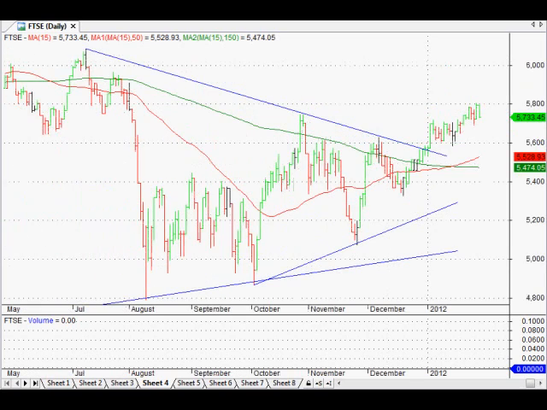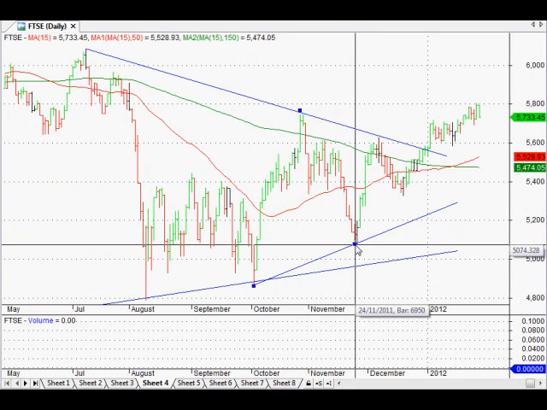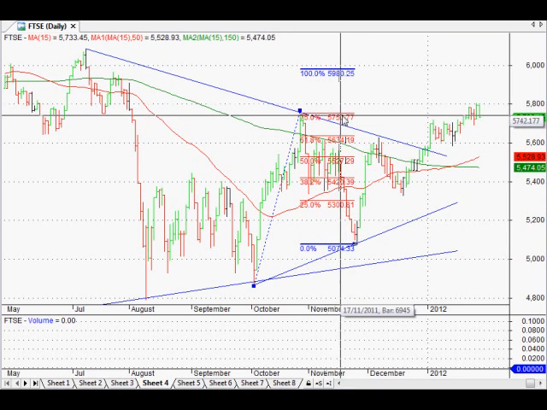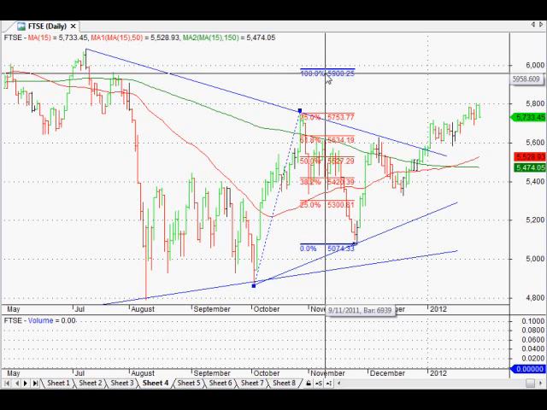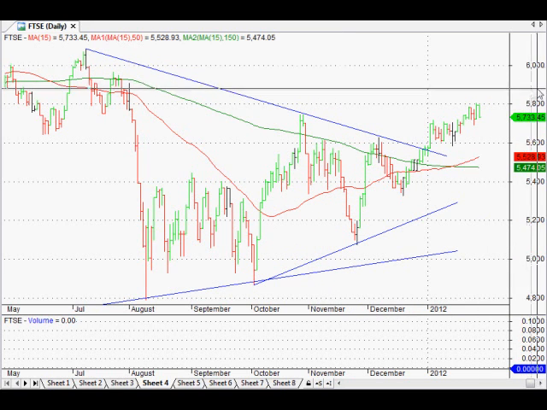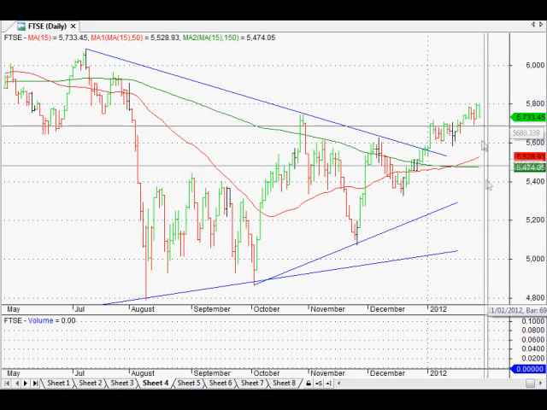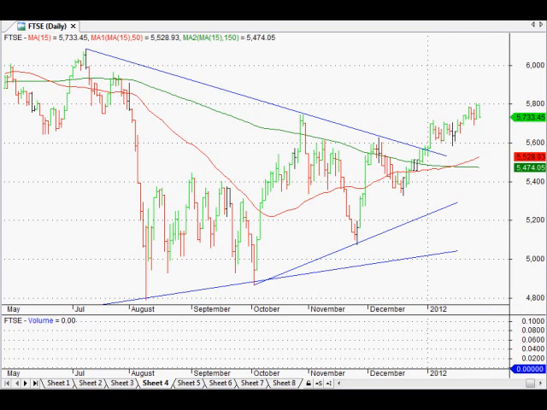So let's look at a projection in the FTSE as well, potentially. Again, it has met the 75% extension. And 6,000 would be the next level to beat on the FTSE. But in the meantime, the uptrend still does remain, and I'll just be looking for a close below 5,500 for a short-term exit signal on the FTSE.